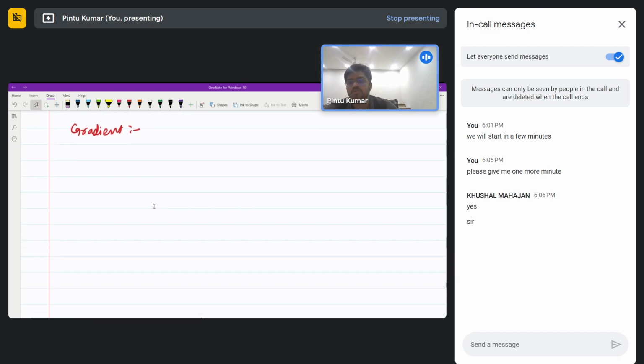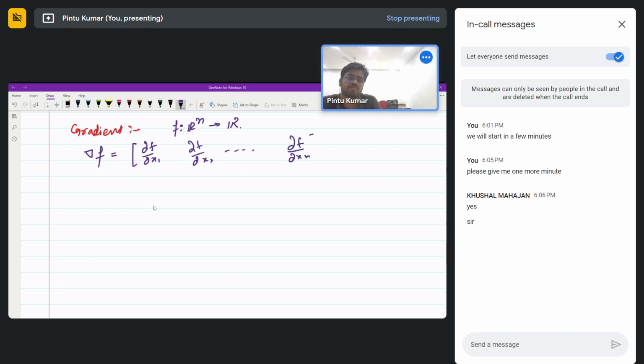Okay. Now we'll come to something called gradient, which is quite important from a machine learning perspective, and you would have also seen this till now. So the gradient is defined as follows. Let's say you have a function from Rn to R. The gradient is defined as del f by del x1, del f by del x2, and so on till del f by del xn. So this is how your gradient is defined.